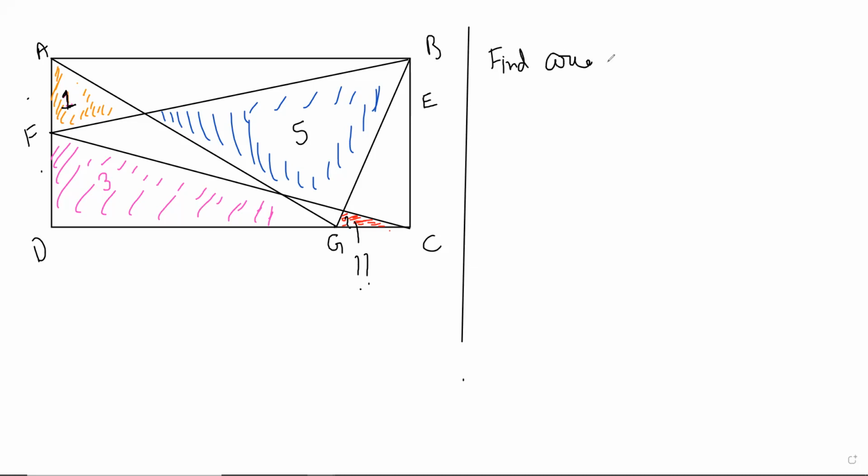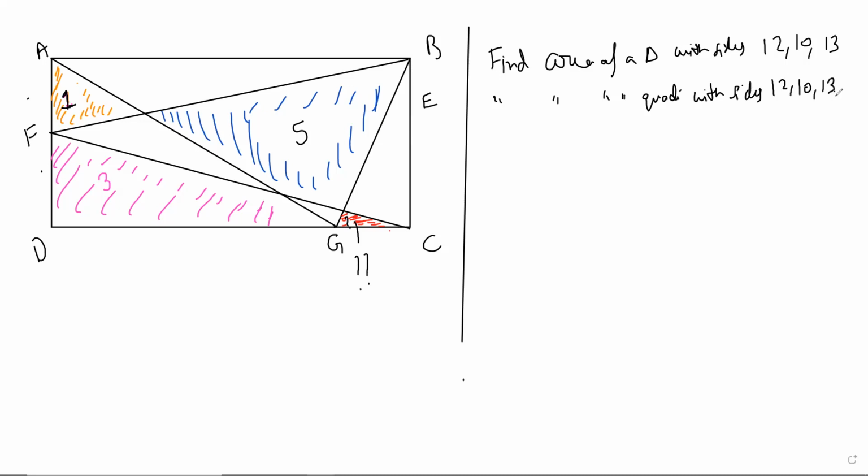Find the area of a triangle with sides 12, 10, and 13. Okay, and then find the area of a quadrilateral with sides 12, 10, 13, 13. For the triangle, you probably already know it is Heron's formula. For the quadrilateral, you have to think. It's a conceptual question, not just a calculation question.